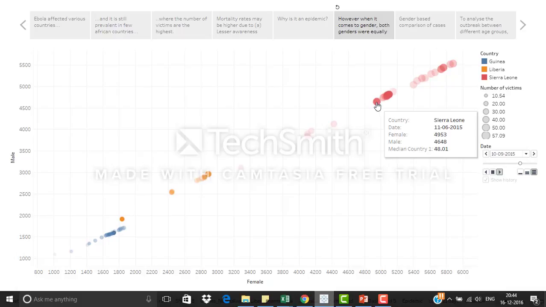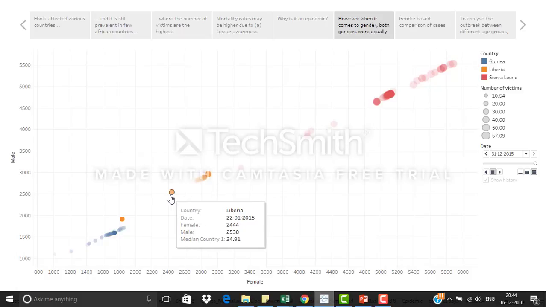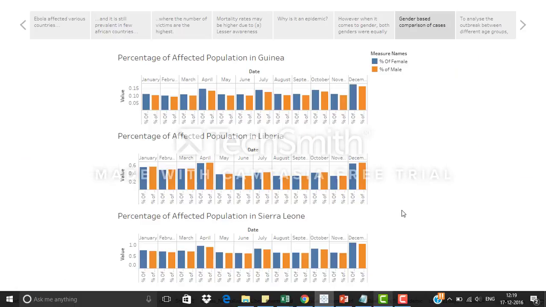However, in the pattern, we observe a sudden decrease in the number of victims for both genders in the month of May 2015. From our analysis, we found out that various vaccinations were introduced in the month of April 2015 by the World Health Organization, and this could be a reason for the decrease in the number of victims in May 2015. We also try to compare the most affected gender within the population. This normalized distribution shows it affected both genders equally, with a slightly higher rate in females in some countries.